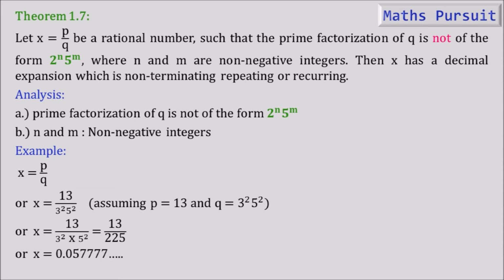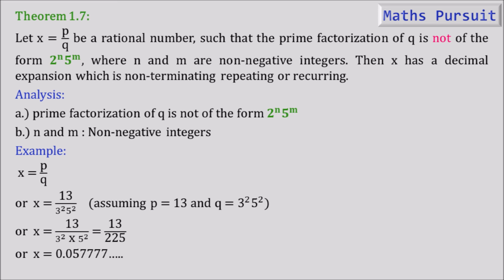Or I can write x = 0.05777. We could see that once 13 is divided by 225, we are getting repeating decimal digits, which is like 0.05777. So this 777 keeps on repeating. And guys, if you notice, here the factorization of q is in the form of 3 and 5, it is not of the form 2 and 5.